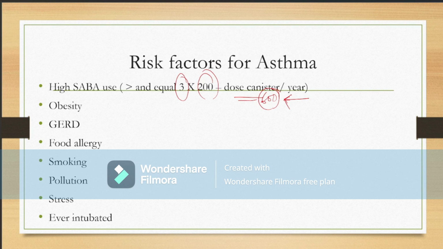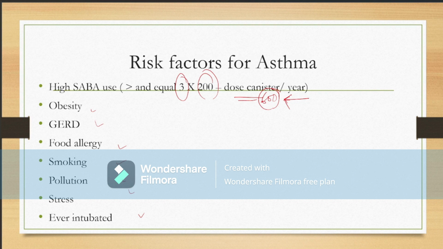Along with this, if the child has obesity, GERD, food allergy, smoking, pollution exposure, or was ever intubated in their life, then we say that the patient has a risk factor for asthma exacerbation. If any patient has had an exacerbation of asthma in the last 1 year, then it is also a risk factor for asthma exacerbation. So these are all MCQs.